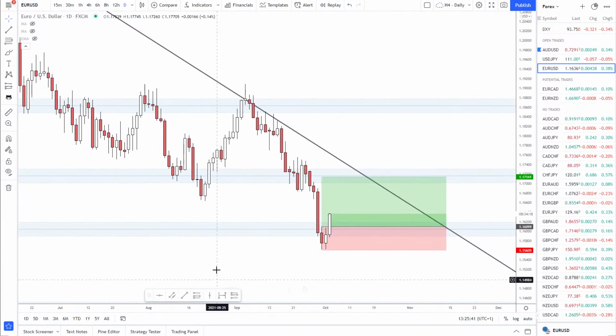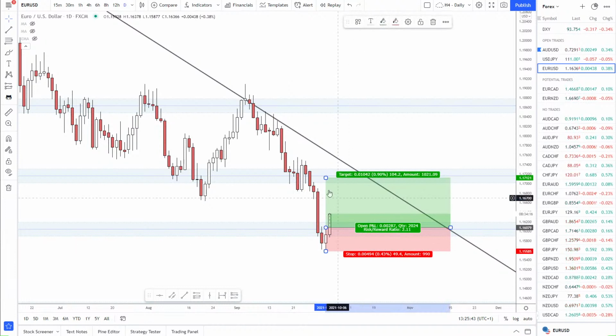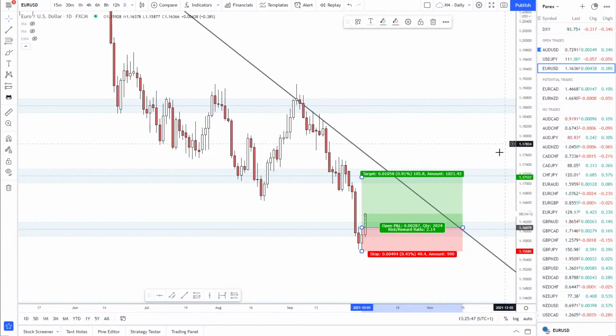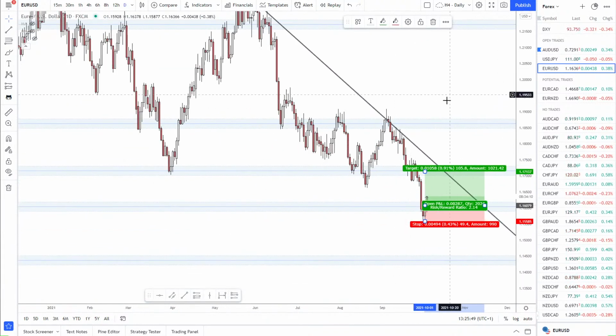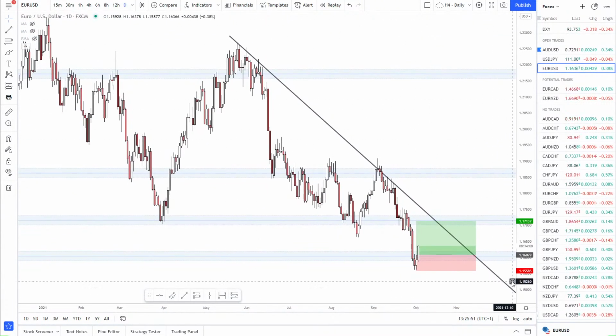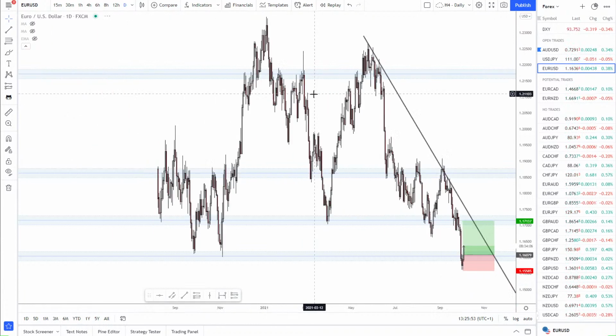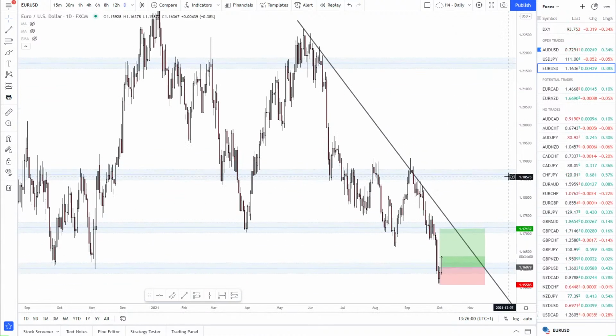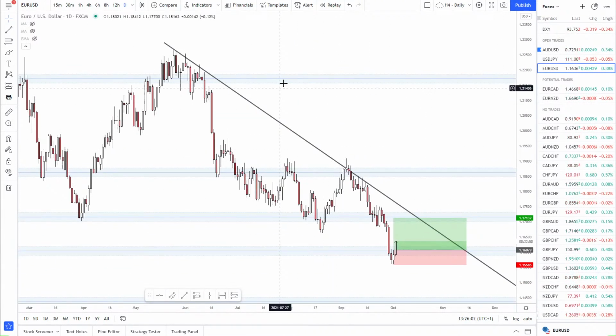But where should the target be on this one? A lot of you might be thinking target at the next resistance area, which makes sense. But you have to keep in mind that Euro USD is trending down. It's trending down pretty heavily. If you zoom out enough, you'll see that it's a pretty steep bearish trend on Euro USD. So what does that mean for this?